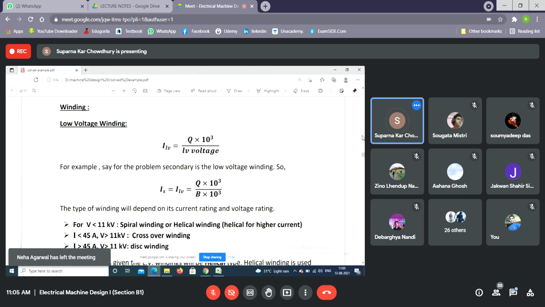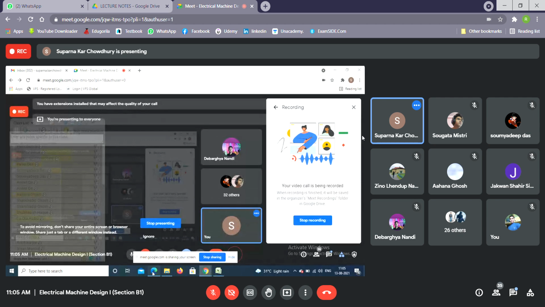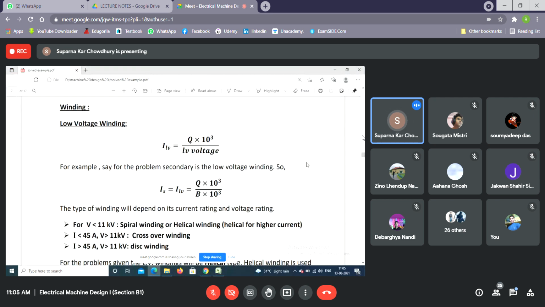First, the LV winding current. Q is our kVA rating. For the LV winding voltage, we know the transformer efficiency is very high, so we consider that the kVA divided by the voltage will be the current. It does not matter whether it is the secondary or primary; we will always have the LV on the inner side and we start with the LV winding. So if the kVA rating is divided by the LV winding voltage, this is the current.